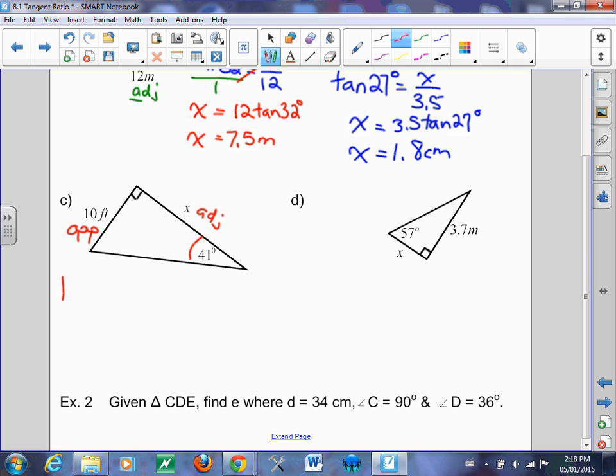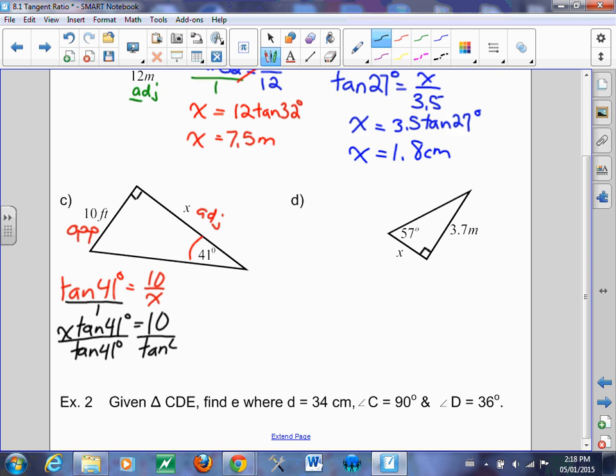So when you go set this up, tan of 41 degrees equals, be careful here, my opposite side, which is 10, divided by my adjacent side, which is x. There are two ways you can solve this. One, cross multiply. So this time it's going to be x tan 41 equals 10. And to get x by itself, you've got to divide by tan of 41 degrees. Whatever you do to one side, do the same to the other. That's one method of doing it.